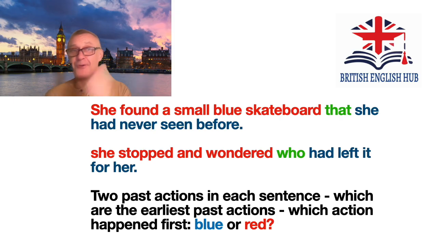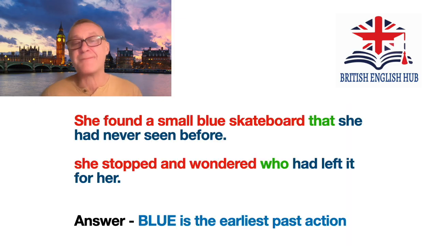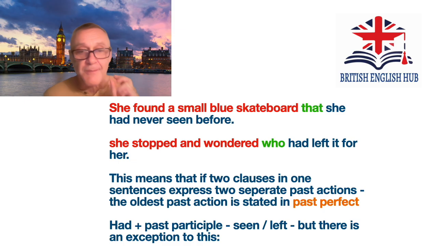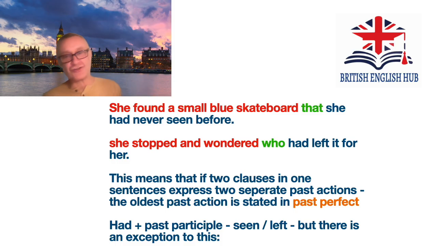Is it the blue or the red? You choose. What do you think? The answer is blue is the earliest past action. It's the past perfect structure. This means that if the two clauses in one sentence express two separate past tenses, the oldest past action is stated in past perfect. And the past perfect structure would be had plus past participle: seen, stroke, left.